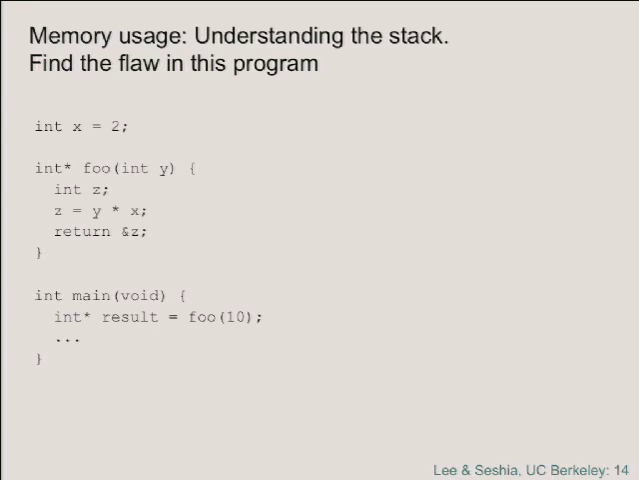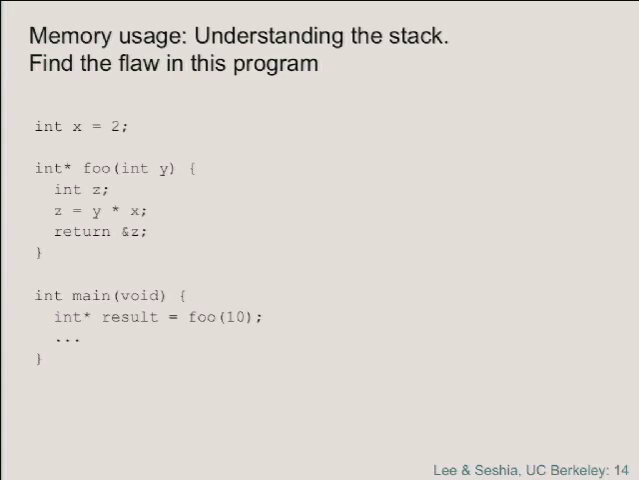Why? The address is not defined, but the value is. Oh, right. I see. Of course. Okay. So we're calling foo with value 10. So y will have value 10. X is a static variable with value 2. So we assign z the value 20, and we return the address of the location that stores that value 20.